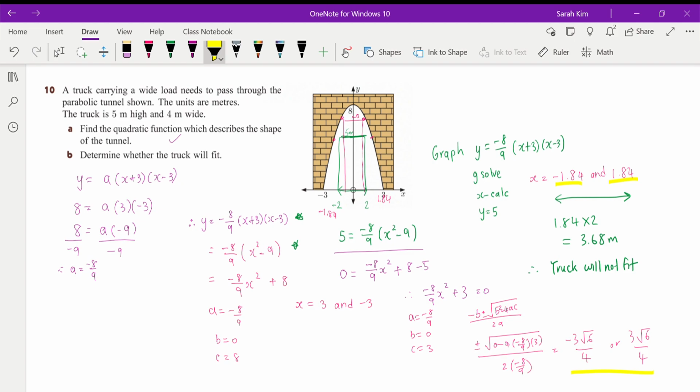So I think the truck will not fit. Let me just double check the answer. I'm pretty sure that's right. So 2G, yep, I can kind of see. No, the tunnel is only 4.44 meters high when it is the same width as the truck. So we did it the other way around, but we know that it's not going to work. That's it.